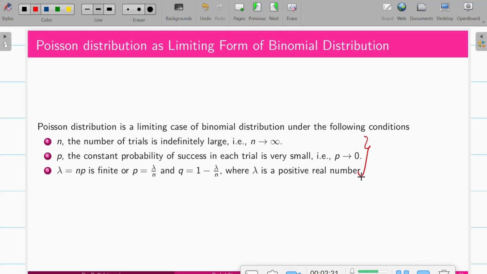Poisson distribution is a limiting case of binomial distribution in which scenario? They may give us this choice or that choice.